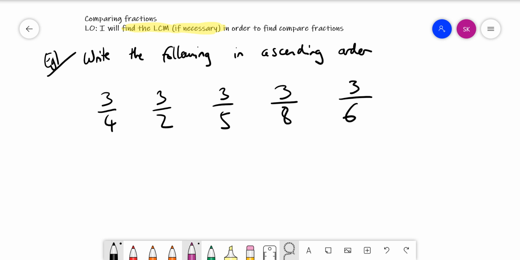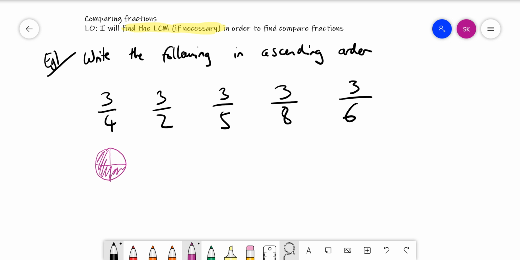Well, again, I'm hoping this is a situation where we don't need to do any calculations to know which is the smallest and which is the biggest. But just in case you're not clear, I'm going to draw some diagrams just so that you can see. Imagine I've got 3/4. You can see I've got 3 out of 4.